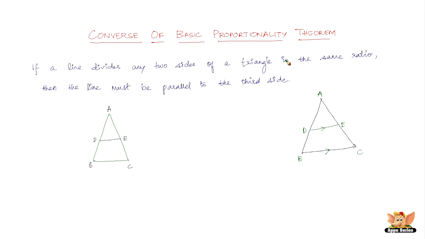The converse of the basic proportionality theorem is nothing but, we are not focusing on drawing DE parallel to BC, but we are focusing on intersecting the lines AB and AC such that it divides them in the same ratio. When you're doing that, automatically DE is also parallel to BC. So that is what it says. So that is the converse of the basic proportionality theorem.